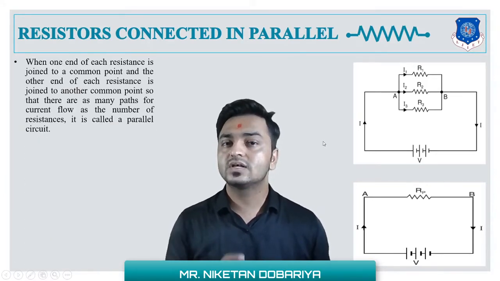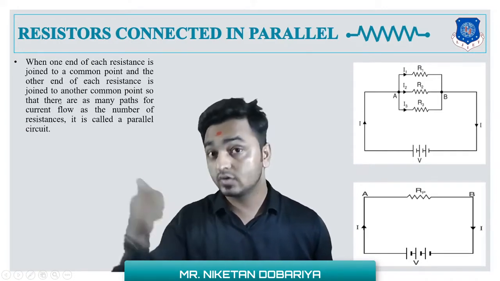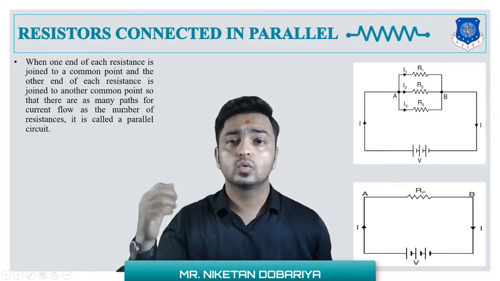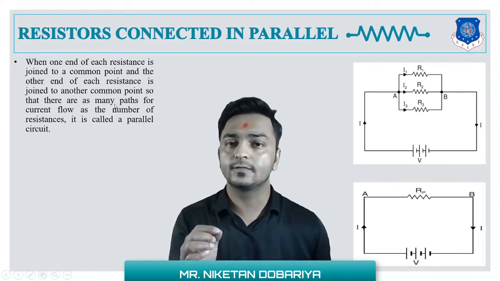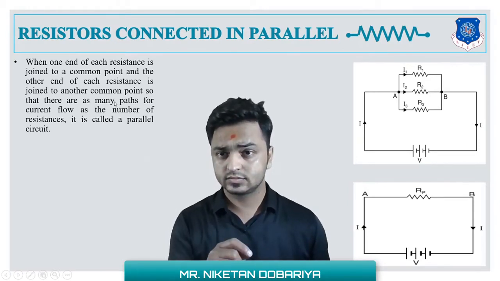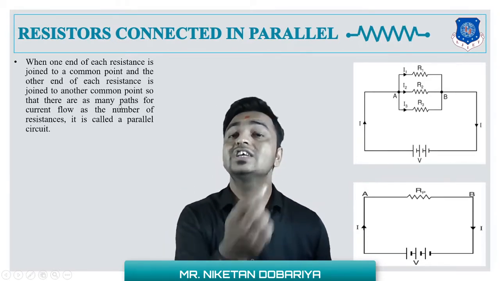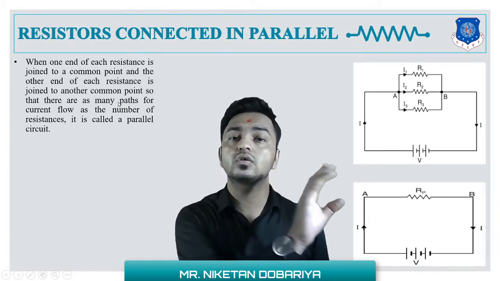Now let's understand what is parallel connection, and that is given here. When one end of each resistor, meaning every resistor, is connected or joined to a common point, and the other ends of each resistor, every resistor, are connected to another common point.